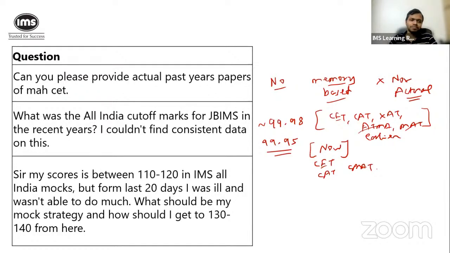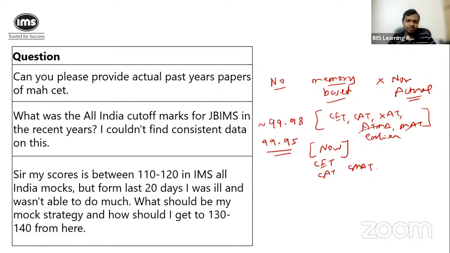My score is between 110 and 120. First of all, that's a good score. For the last 20 days I was ill and wasn't able to do much. What should be my mock strategy? How should I get to 130, 140 from here?